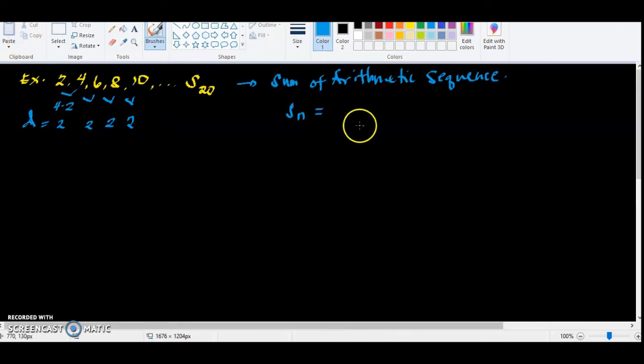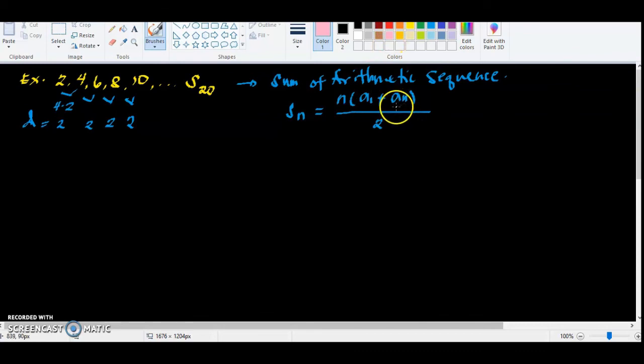And we know that the formula in finding the sum of an arithmetic sequence is given by S sub n is equal to n times the first term plus the last term of the pattern, over 2, right? Okay. Since hindi pa given yung ating last term, so kailangan muna natin siyang hanapin.